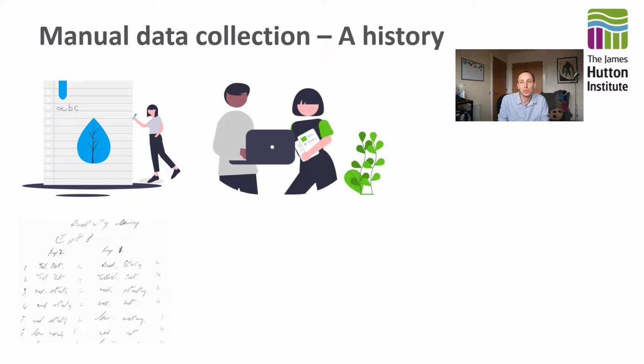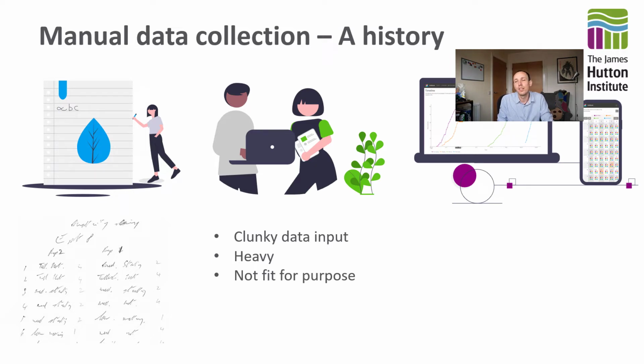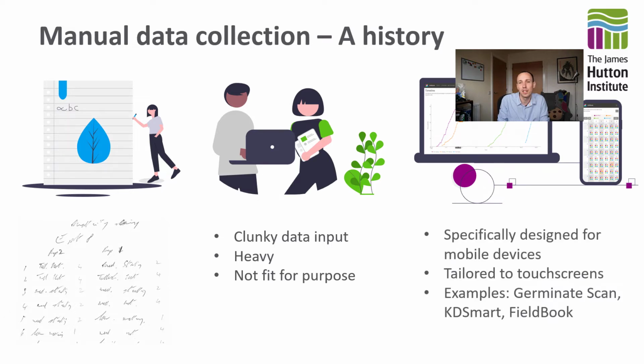The natural next step forward was to use either laptops or tablets and type the data directly into Excel, because in most cases that would be where the data ends up anyway. While it is a significant improvement due to the removal of the digitization step, Excel, even on a tablet, does not have the easiest ways of entering data. Devices can also be quite heavy and are generally not fit for purpose. The latest development is the use of specifically designed phenotyping apps tailored towards touchscreens. Examples are Germanet Scan, KD Smart, and Fieldbook. Some of these focus on barcode-based entry, others on a more guided approach, taking the user through the field step by step.